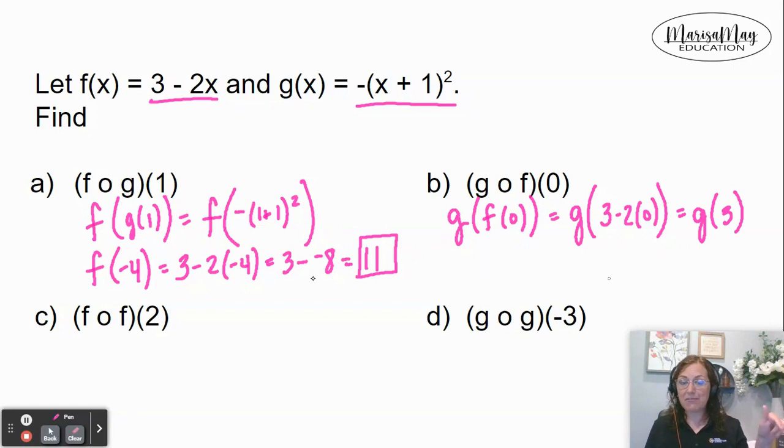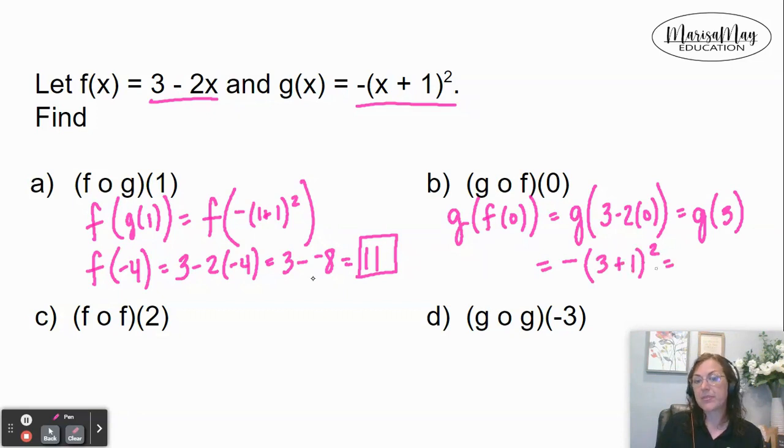Now we're going to go to the g function and replace the x with a 3. And so that would look like negative 3 plus 1 to the second. 3 plus 1 is 4. 4 to the second is 16. And then we put a negative on it, giving me negative 16 here.